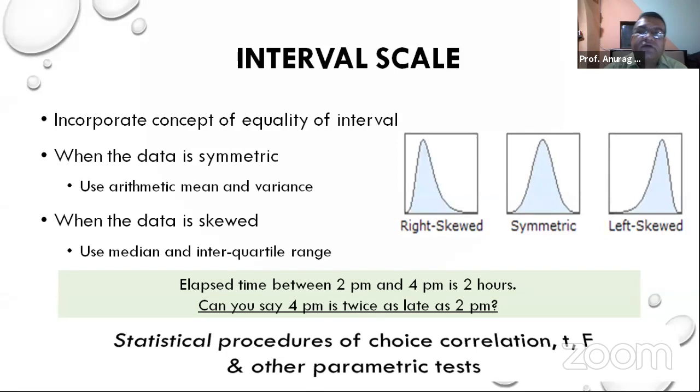But the good thing is that with interval scale variables, you can use statistical procedures of choice such as correlation, t-test, and f-test, and other parametric tests. But again, the caution is that you have to check for the skewness of your data. The other vignette is called kurtosis, that is the peakedness of the curve, but that is not more important. More important is you should draw a frequency distribution and you should check whether your data is skewed or not. If it is skewed, don't use mean and variance, use median and interquartile range.